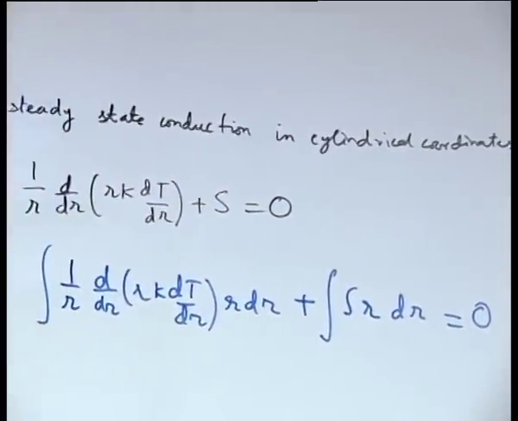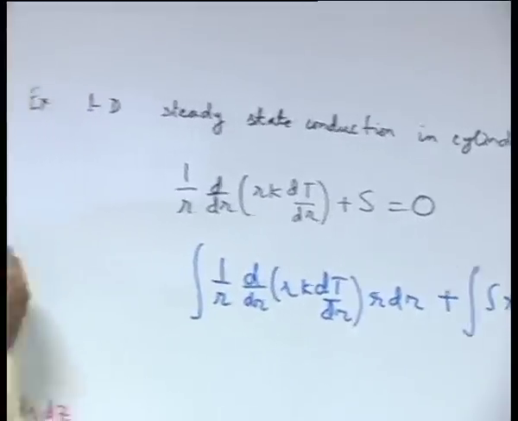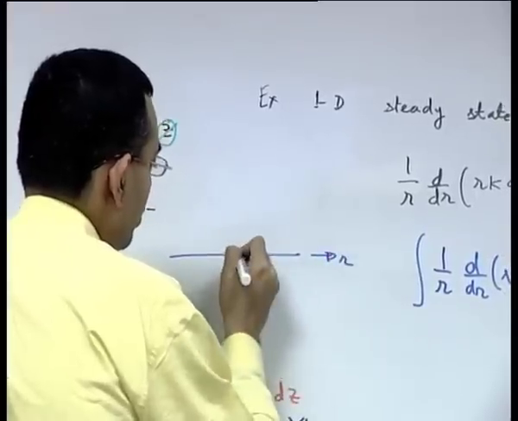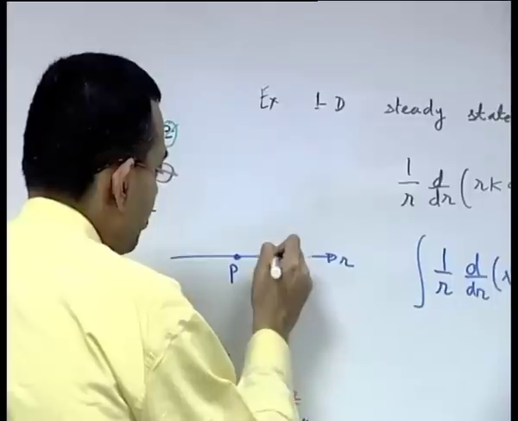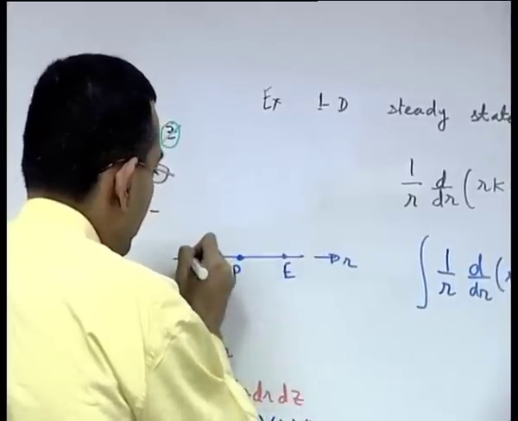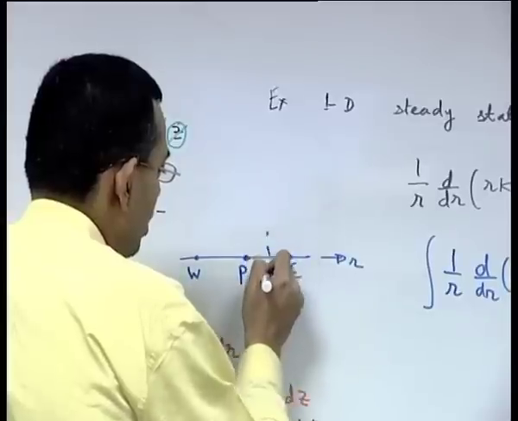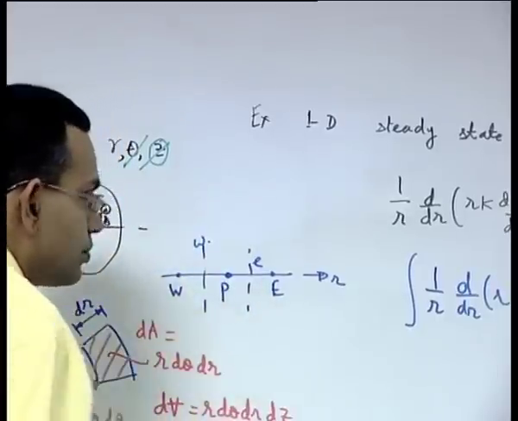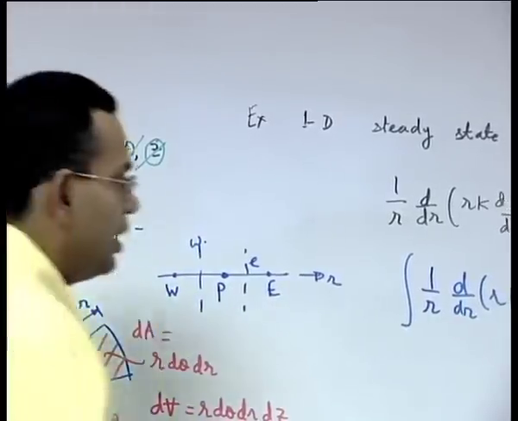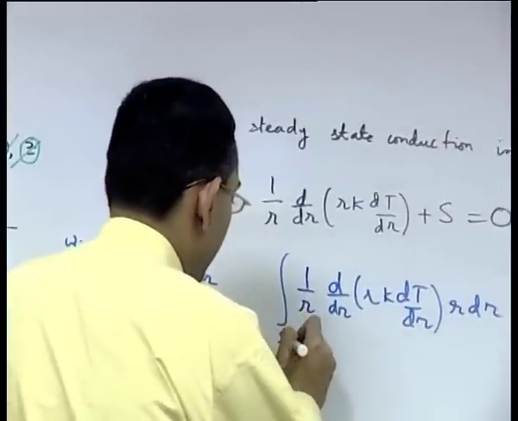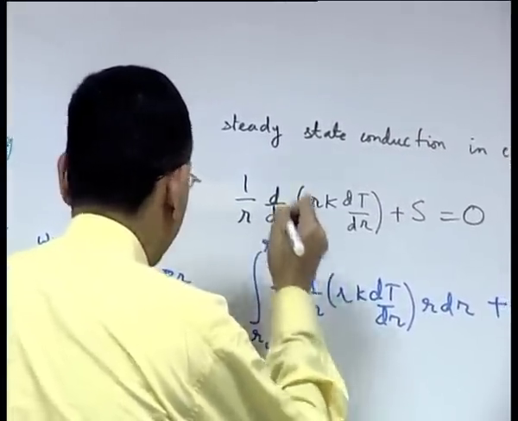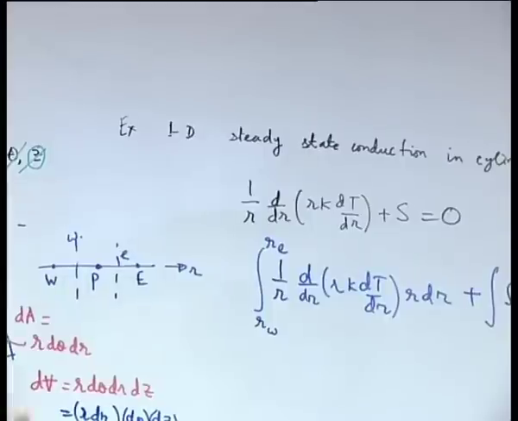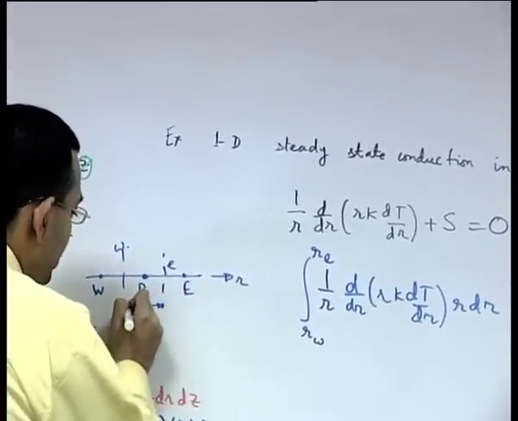Again we consider the radial direction, say this one, where the grid points are P, E, W, and the faces of the control volume are small e and small w. So, we integrate it from r small w to r small e, which is the control volume, and the length of the control volume we say is delta r.